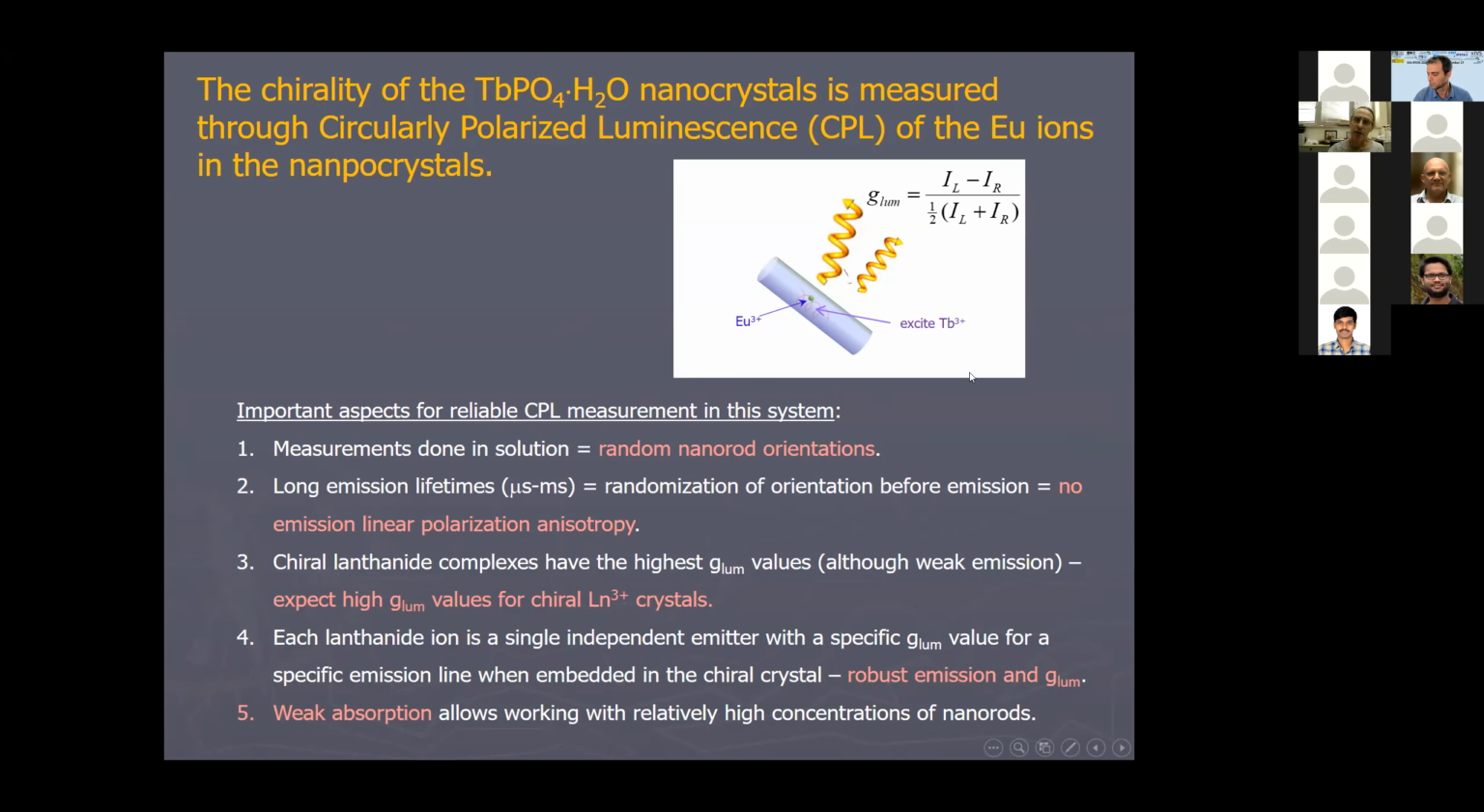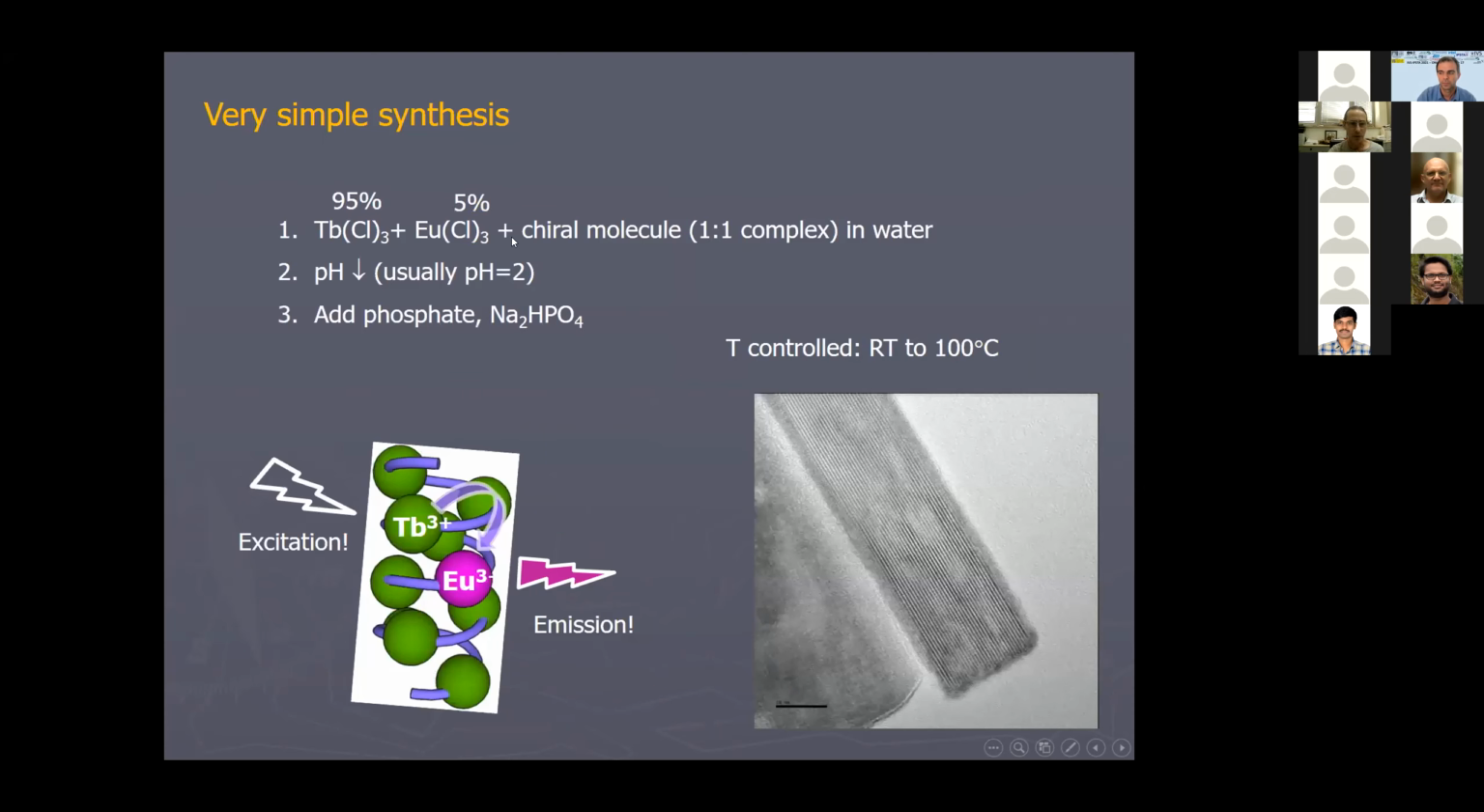So by filtering out the difference in left and right-handed circular polarization emitted from the europium, we can get an idea about the ratio between left-handed and right-handed nanocrystals that we form, because it should be proportional to that. And there are very many advantages of using lanthanide-based chemistry for this kind of experiments. We don't have time to go into it.